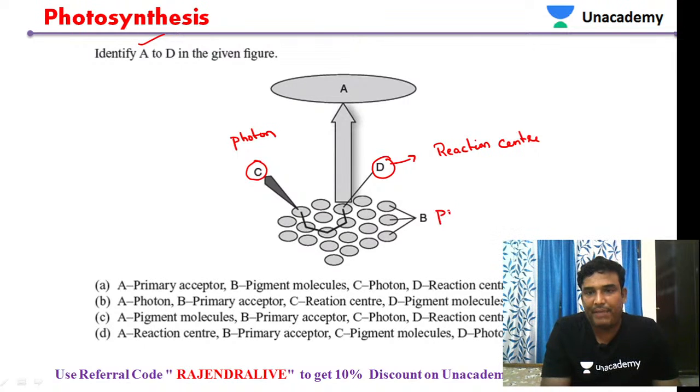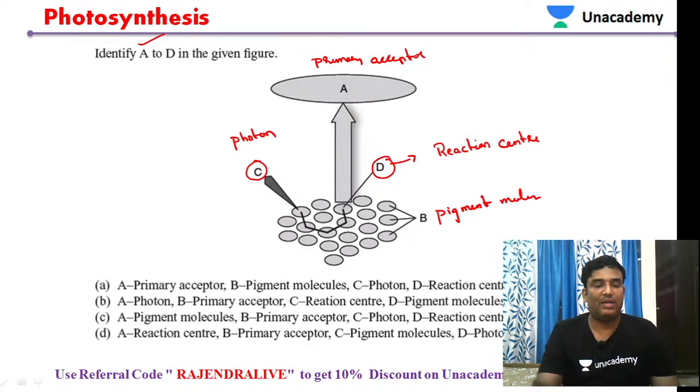B are pigment molecules. This is the primary acceptor. These are the different parts, from a textbook diagram. So you have a reaction center. In general, chlorophyll A acts as a reaction center. There is only one molecule which acts as a reaction center. All these others are pigment molecules.